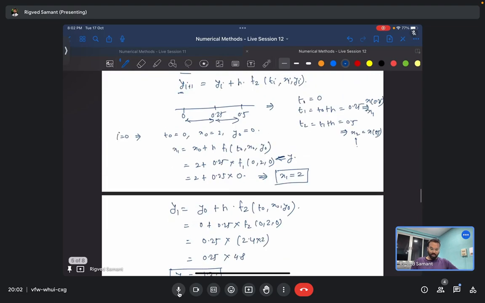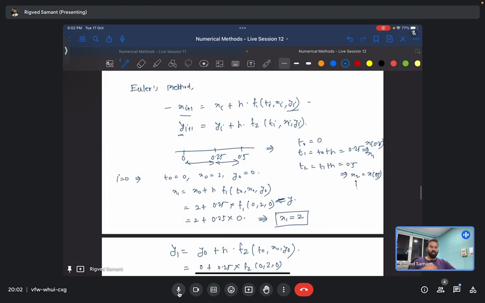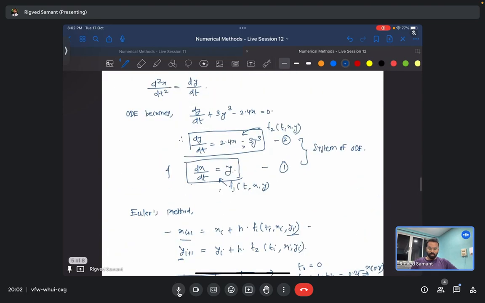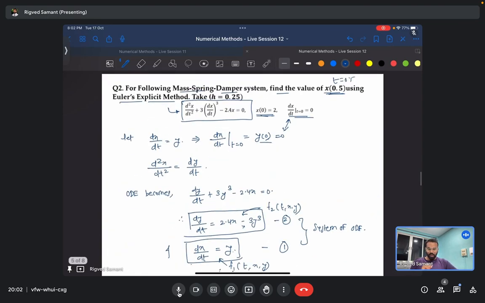Now you understood how to go about it when you have an ordinary differential equation of a higher order and you want to use Euler's method. Now this was facilitated because we knew the initial condition, and also the slope at that condition. So because of that we were able to solve this.